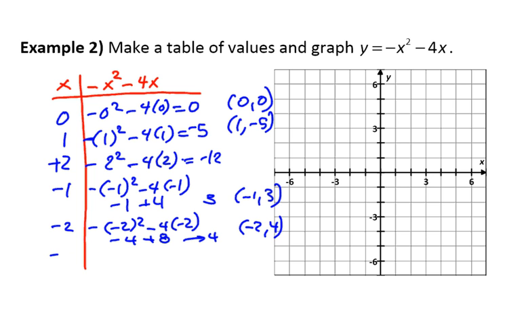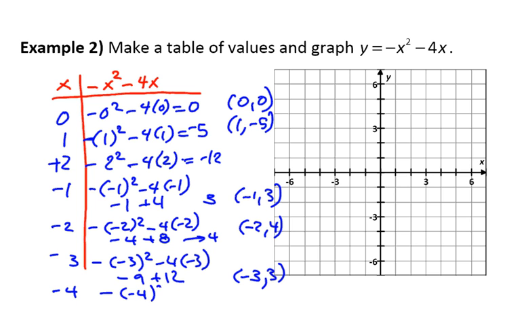One more, negative 3. Take a negative 3 squared minus 4 times negative 3. So that's going to be a negative 9 plus 12, and that is a 3. So I'm getting negative 3, 3. We do another one, negative 4. So negative of negative 4 squared minus 4 times negative 4. So that's going to be a negative 16 plus 8 is negative 8. So that'll be what? Negative 4, negative 8.